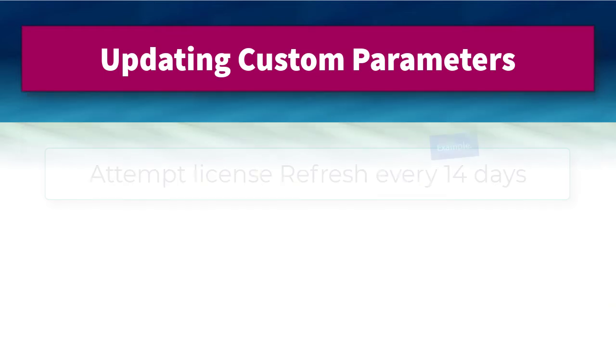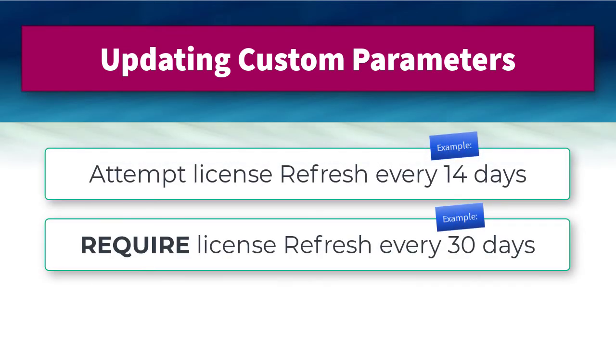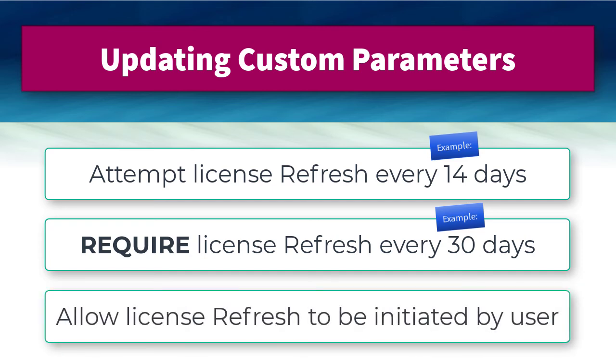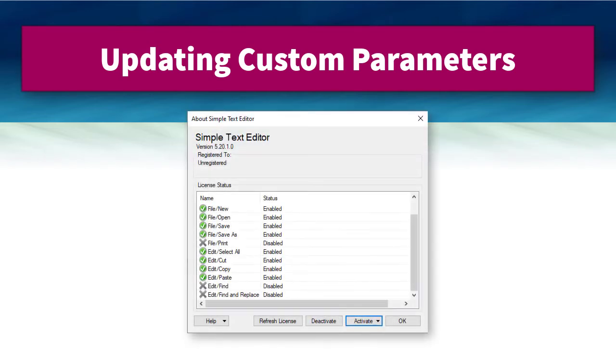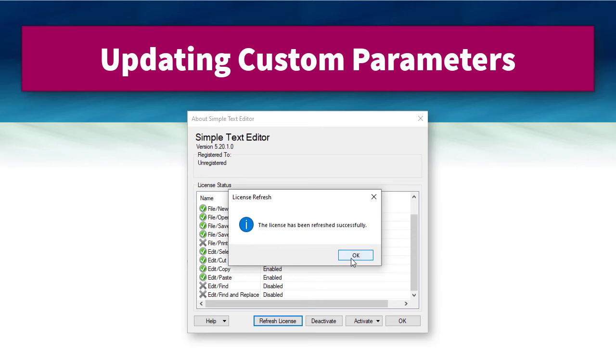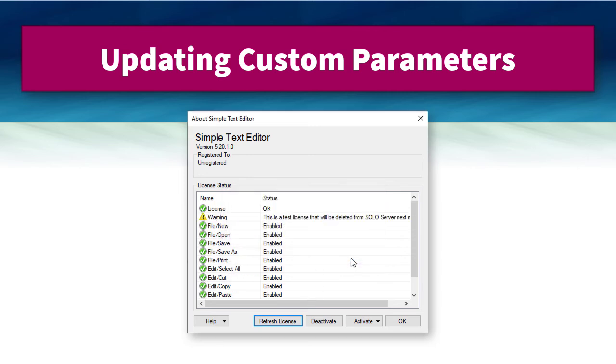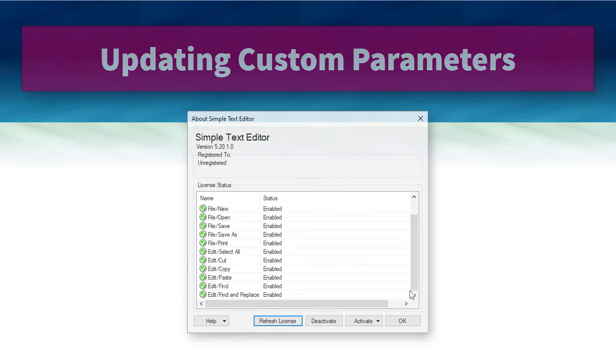You can configure your application to automatically refresh with the server every X number of days, and you can also give the customer the option to initiate a refresh. In the sample application, I'll simply click the refresh option, and it immediately pulls the new license file from the server with the latest data. The status is updated, and the customer now has access to all features.